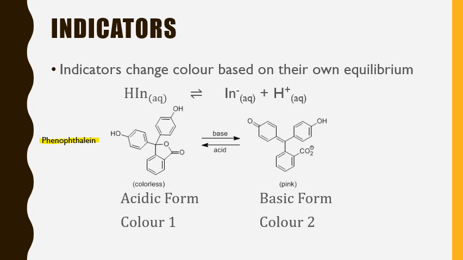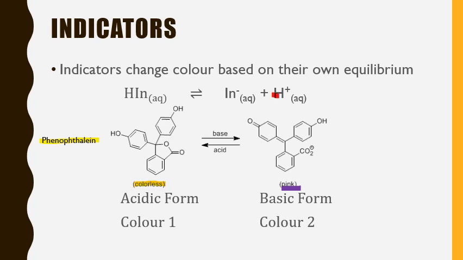Phenolphthalein comes in two forms. It comes in a colorless form. I don't really have a color to represent colorless, so we're going to use orange. And then it comes in a pink form. Let's erase that for a moment and move it underneath. Okay. Now it's pink in a base, it's colorless in an acid, and here's why.